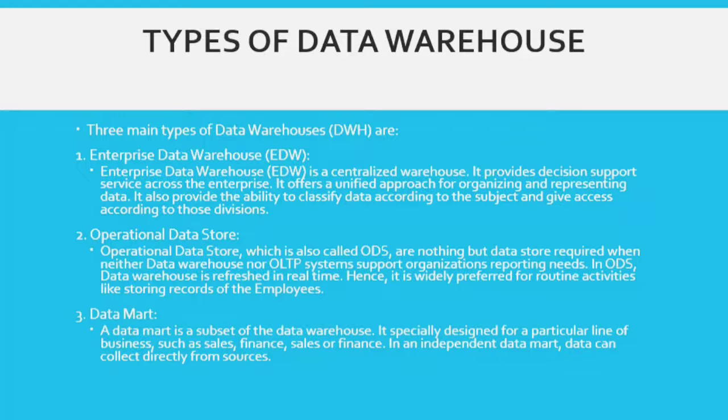So there are typically three types of data warehouse. First is the enterprise data warehouse EDW, which is a centralized warehouse. It provides decision support service across the enterprise. It offers a unified approach for organizing and representing data. It also provides the ability to classify data according to the subject and give access to according to the division.